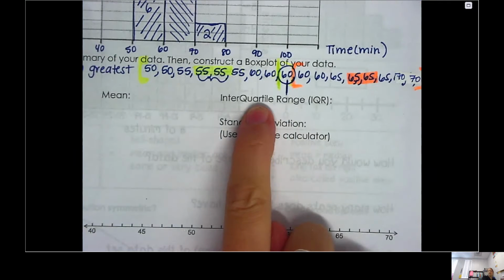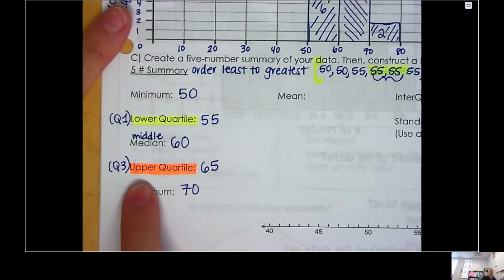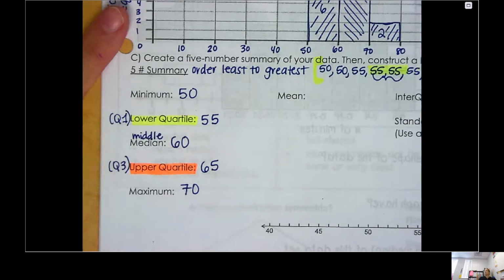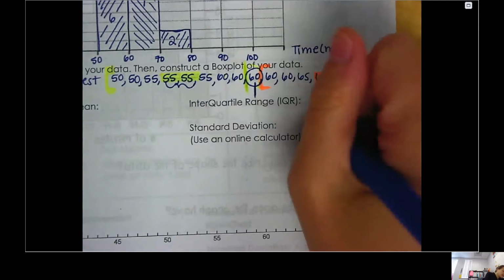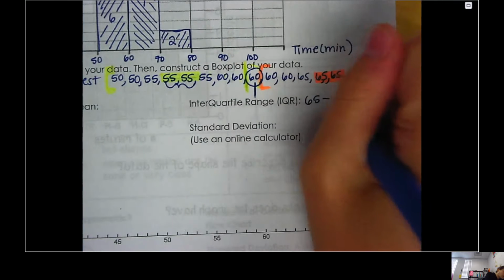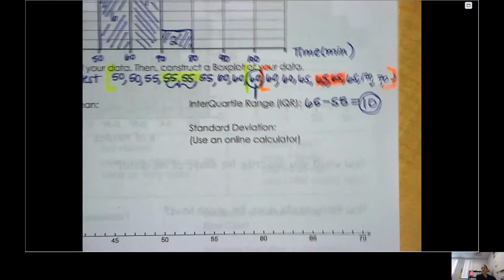Well, we're talking just about the ones that have the Qs, the quartiles. What is your larger quartile? 65. What is your lower quartile? 55. So what is the distance between those two? You just subtract. It's 10. Exactly. So you just figured out your range. So your range is 65 minus 55. Good.